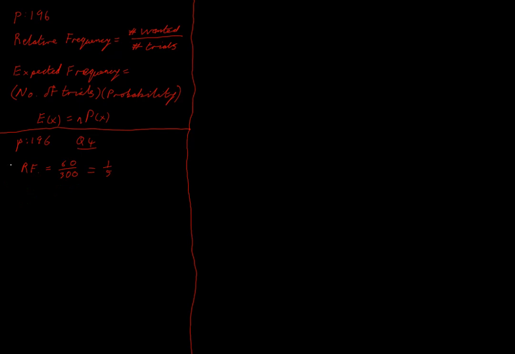Sorry, that was part A. And part B, we're asked for the relative frequency of getting a 2. So we go to our table and we see that we got a 2 40 times out of our 300 experiments. And when we put that in the calculator, we get 2 out of 15.